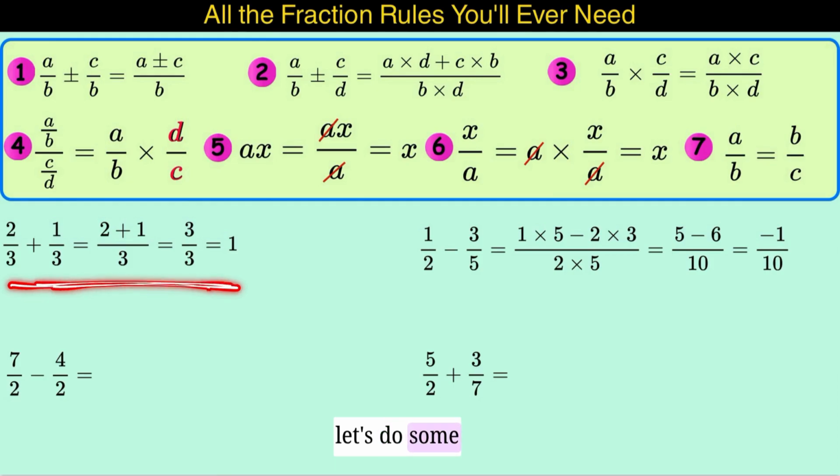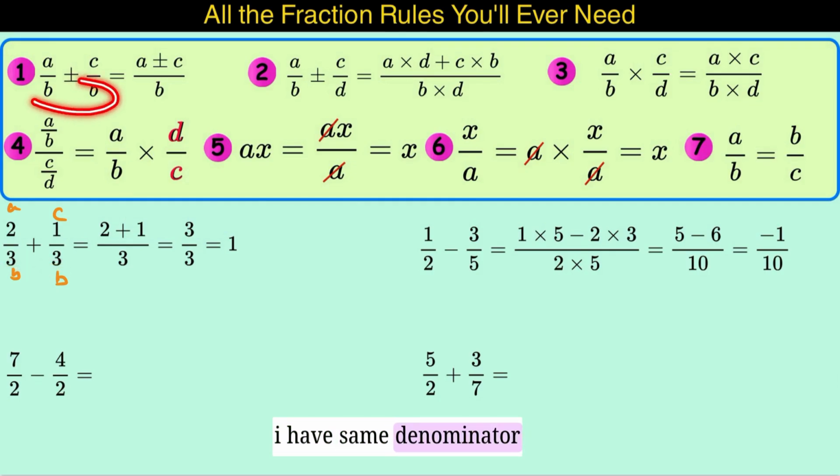So let's do some examples to show you how to apply them. First, when you have a fraction like this, I always put my A, B, and here I have C, then I have here B. Why? Because I have 3 and 3, so I have the same denominator. That is rule number 1: when you have the same denominator.